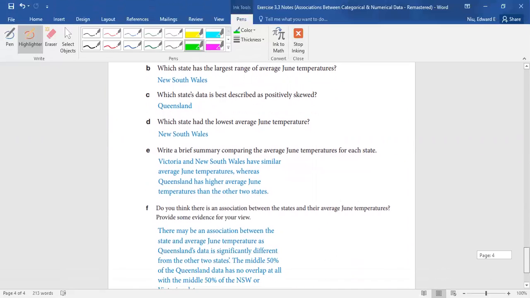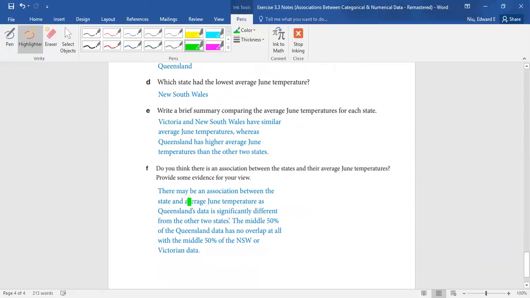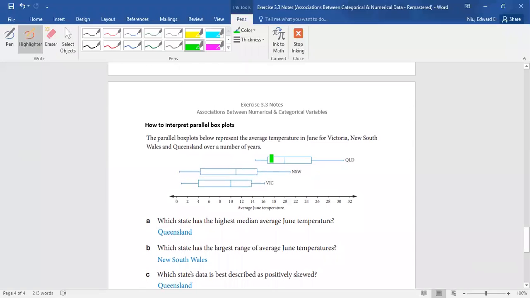Do you think there is an association between the states and their average temperatures in June? Provide some evidence for your view. There may be an association between the state and average temperature, as Queensland's data is significantly different from the other two states. The middle 50% of Queensland's data has no overlap at all with the middle 50% of New South Wales or Victoria. At the same time, you can say that Victoria and New South Wales are pretty similar, so there's some sort of association there, but Queensland's is substantially different.